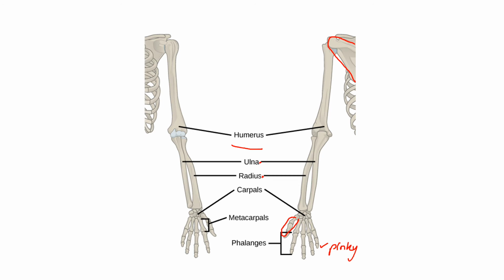Now let's work our way down. At the wrist, we have 8 small carpal bones, okay? And as we move out, the next group of bones would be the metacarpals, okay? And then the fingers would be called the phalanges. So that's the list of bones that I'd like you to be able to identify for the upper appendage or the upper limb.